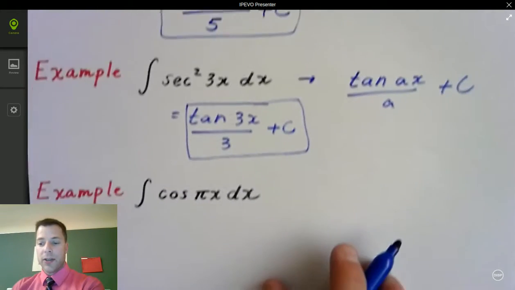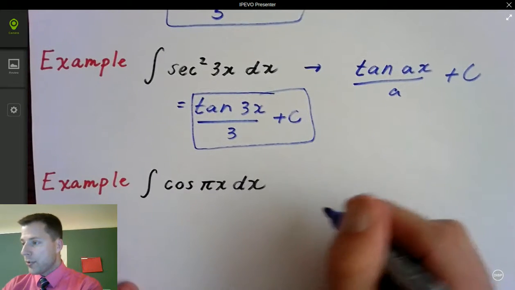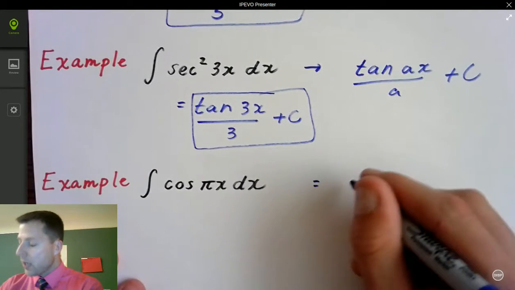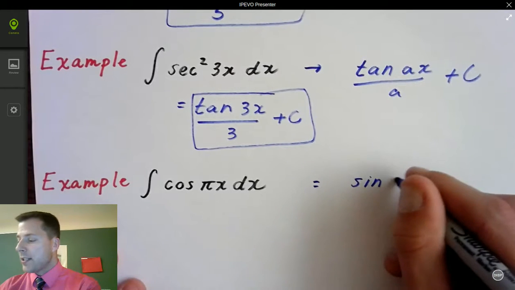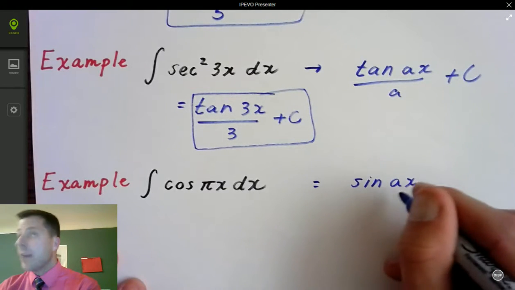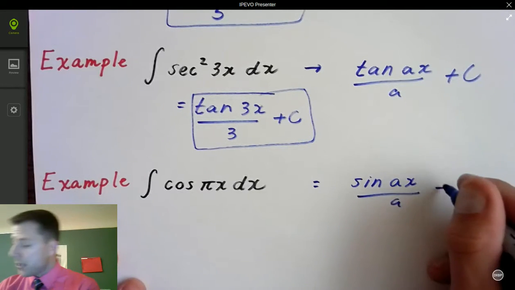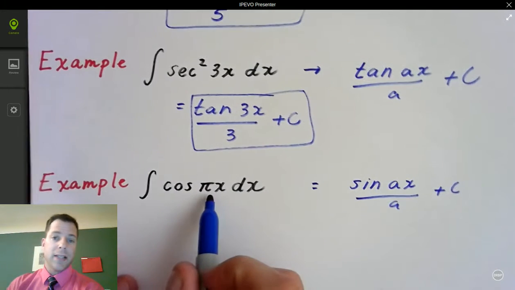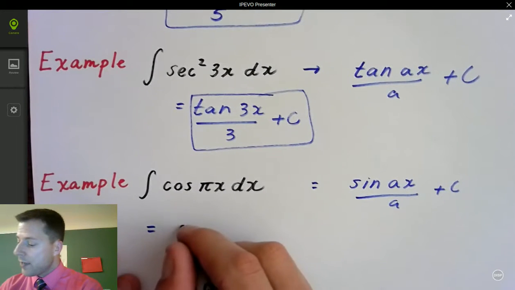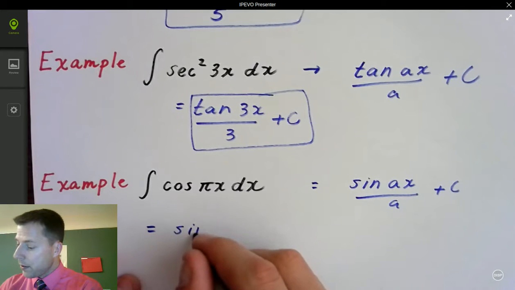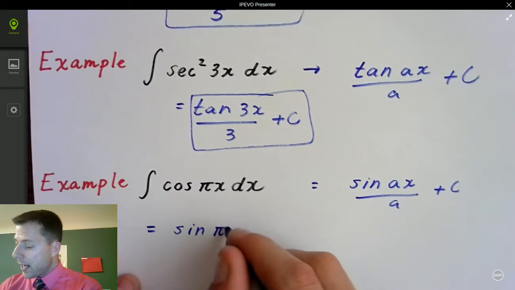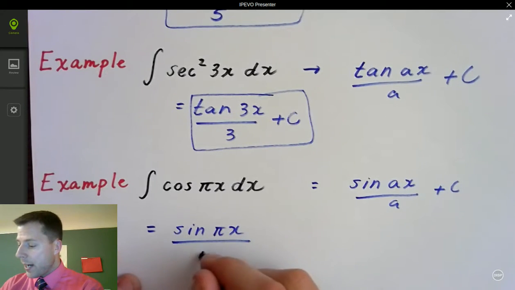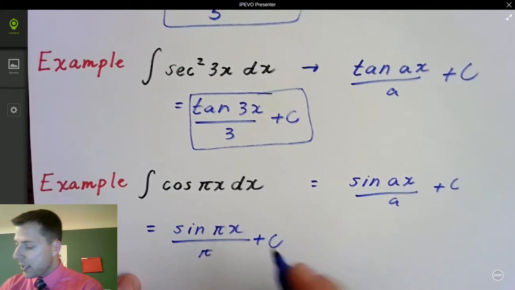Okay. The third example is cosine of pi x. When we look at that, the integral of that is sine of ax over a plus c. In this case, a is pi. So you're going to have sine of pi x over pi plus c.